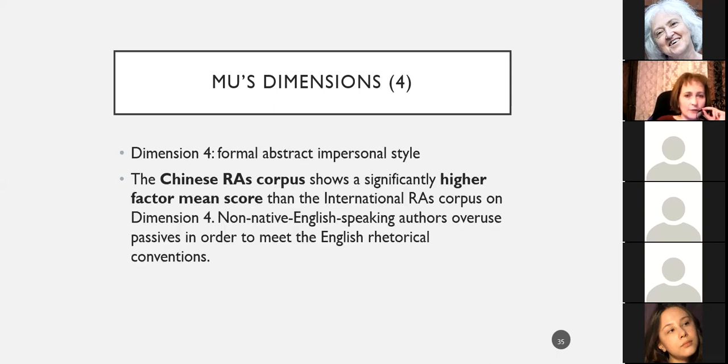The fourth dimension, formal, abstract, impersonal style. So the Chinese research article corpus shows a significantly higher factor mean score than the international research articles corpus on dimension 4. Non-native English-speaking authors were found to overuse passives in order to meet the English rhetorical conventions.